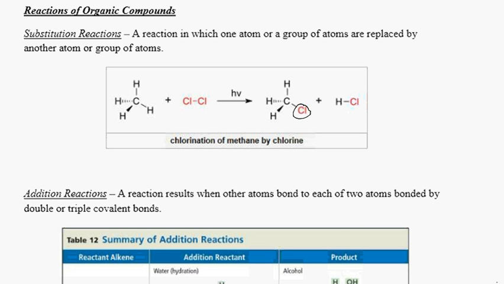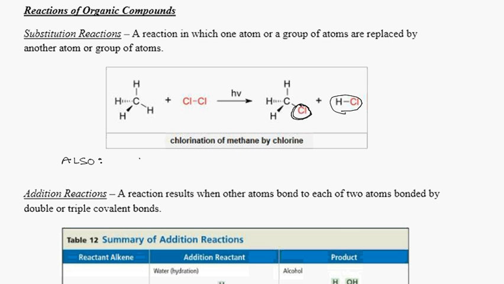So the first type of reaction is called a substitution. A substitution is simply the replacement of one atom for another atom. Here is methane. Methane reacts with chlorine, and we see one of the chlorine atoms has replaced one of the H atoms in methane. The H atom that was bumped out joins with the original chlorine atom of the chlorine molecule. We can also have a complete substitution.